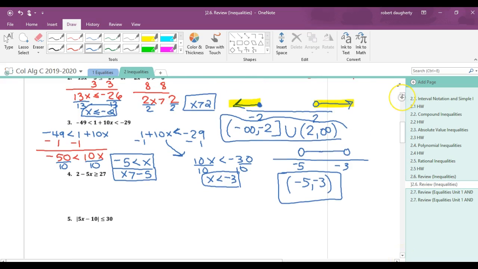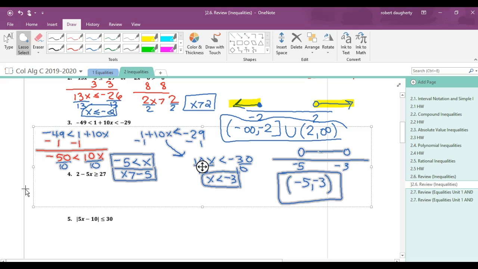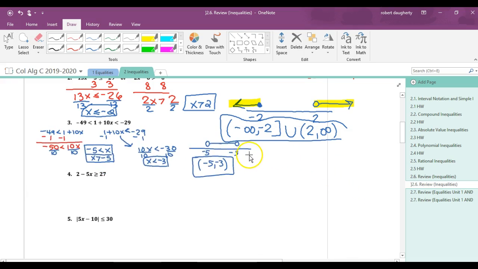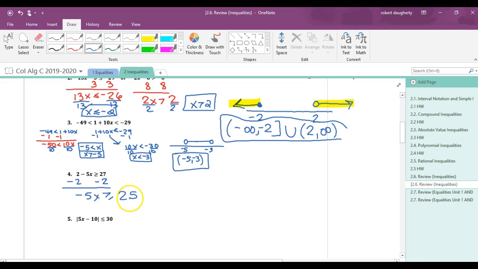And let me try to create a little bit of space here. Okay, so let's look at the next one. 2 minus 5x greater than or equal to 27. Okay, simple inequality. If I subtract 2 from both sides, I get negative 5x greater than or equal to 27 minus 2 is 25.